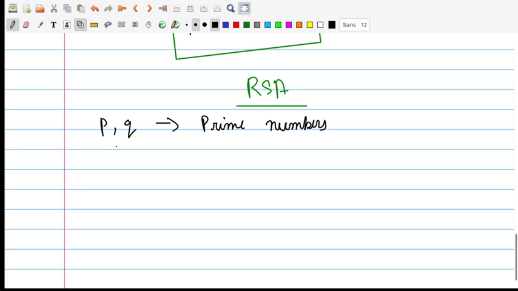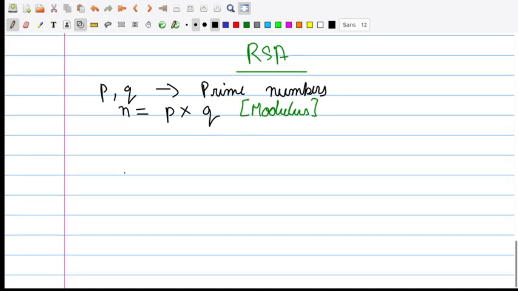Okay. Once we have the prime numbers, we go ahead and compute something known as the modulus, which is represented by n, and modulus n equals P into Q. And this, by the way, is the modulus. Let me just write it down here. Okay, so this is our modulus. Once we have the modulus, we go ahead and compute the Totient function, the function which we have just saw.